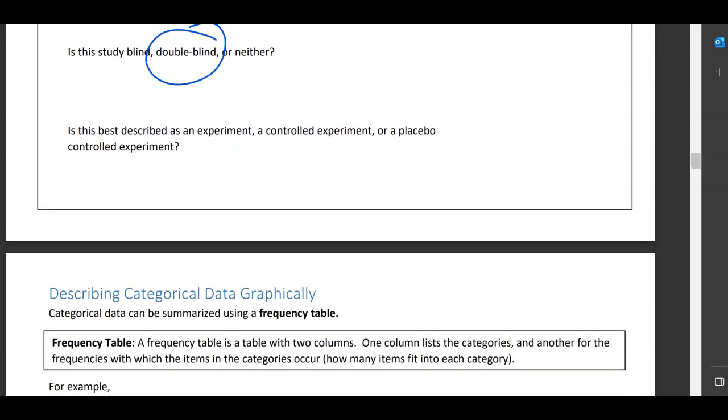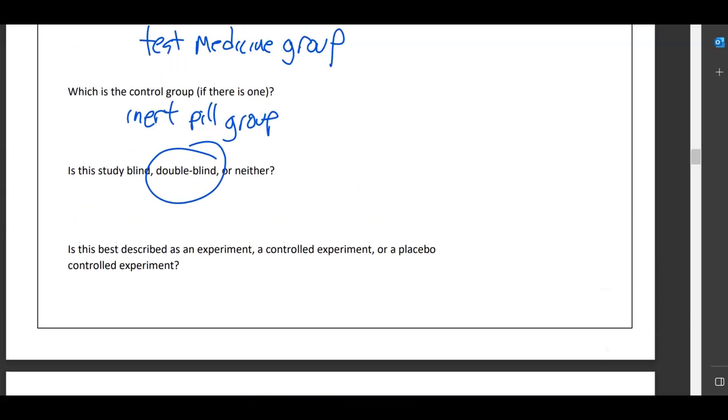Is this best described as an experiment, a controlled experiment, or a placebo-controlled experiment? So an experiment would be smoking on birth defects. No, sorry, that's the controlled experiment, because you'll have to have a group that's not smoking and a group that is smoking that are pregnant, and you could look at birth defects afterwards. This one's a placebo-controlled experiment.